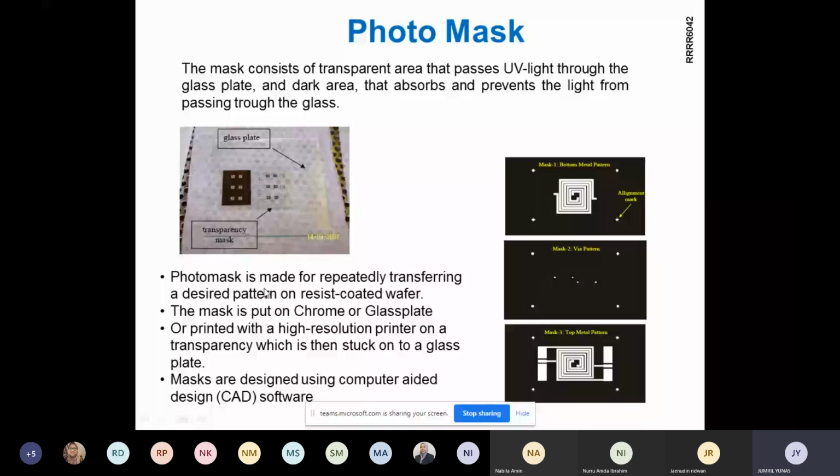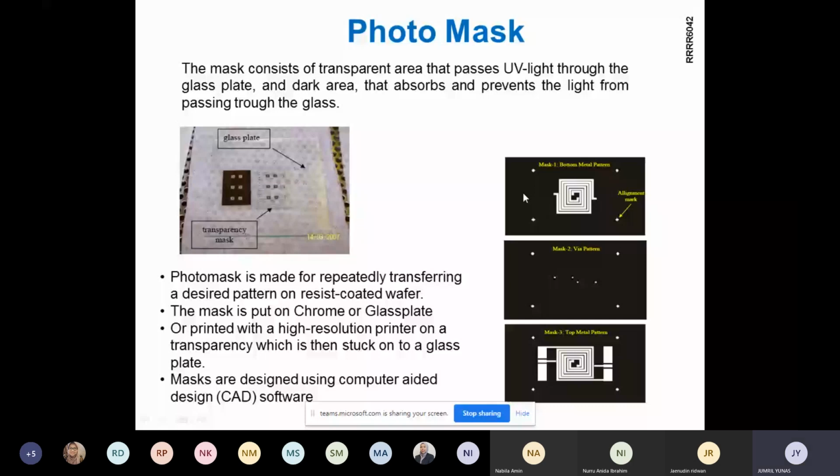The mask is put on a chrome or glass plate, or we can also print with a high resolution printer on a transparency, which is then attached onto a glass plate. The masks are designed using computer aided design software. This is the layout of our coil inductor device.